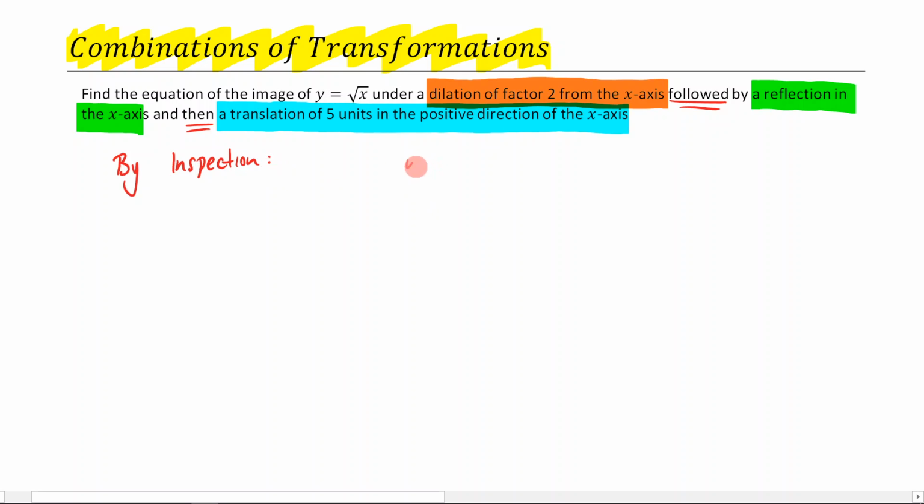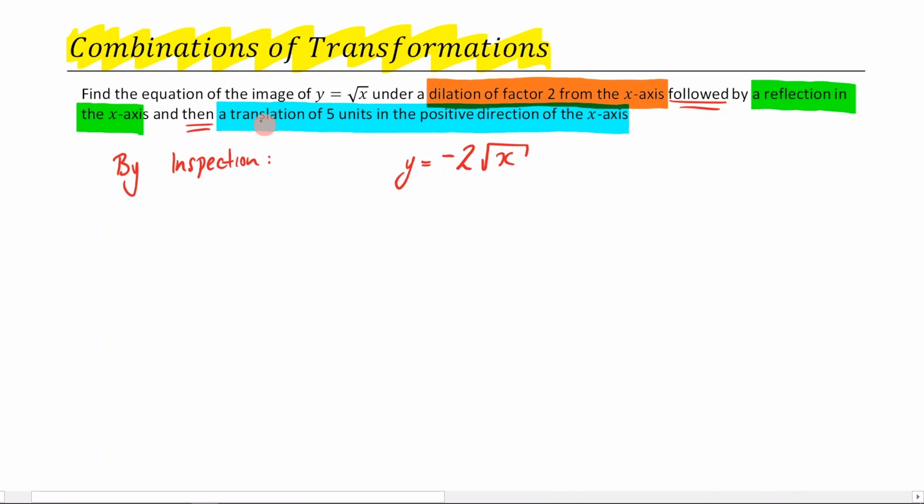We know that we're starting with the graph y equals the square root of x. Now, we're told that there is a dilation of a factor of 2 from the x-axis. Now, remember, when we're dilating from the x-axis, that means we times the entire graph by whatever the factor is. So in this case, it's going to be 2. We're also told that there is a reflection in the x-axis. Remember that when we're reflecting in the x-axis, we put a negative in front of the entire thing. So that means there's going to be a negative right there.